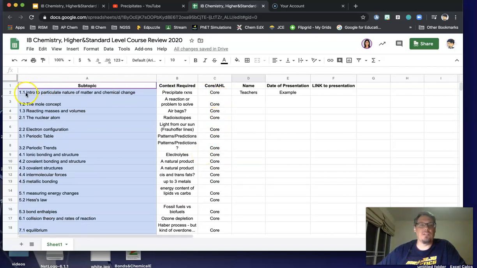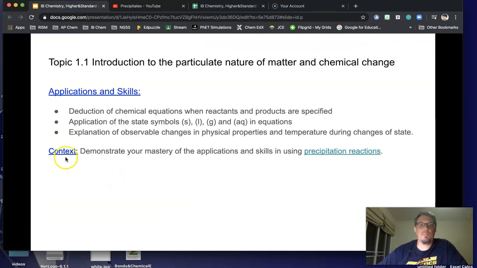Okay, so you can see topic 1.1 here for us, precipitate reactions, and we have put this one together to kind of demonstrate an example of what we expect. All right, so in this link here I have a little video. So in order to show my understanding, I need to be able to deduce chemical equations when reactants and products are specified, apply state symbols, and explain the changes in physical properties that I observe and temperature during these state changes. So let's take a look at some precipitation reactions to see how this works.